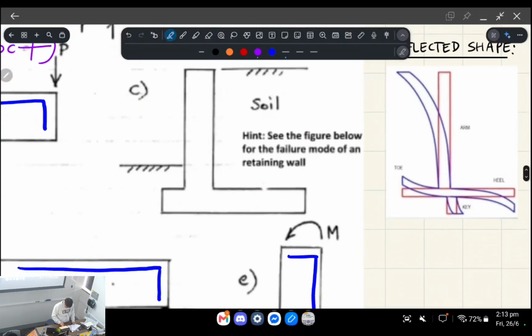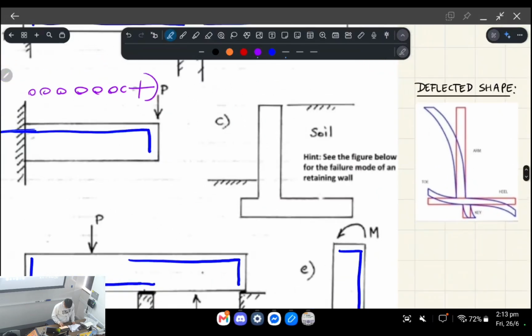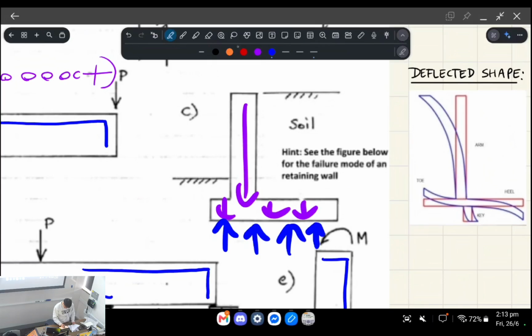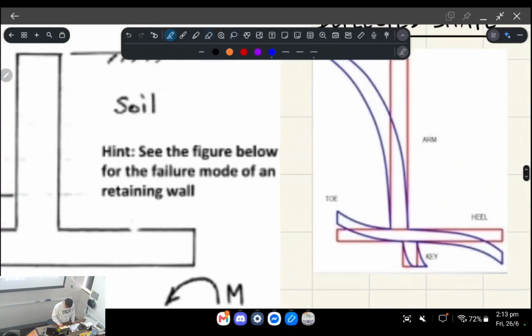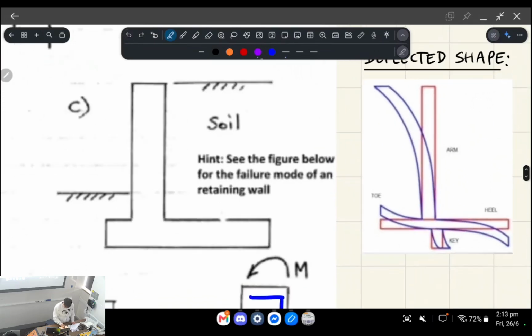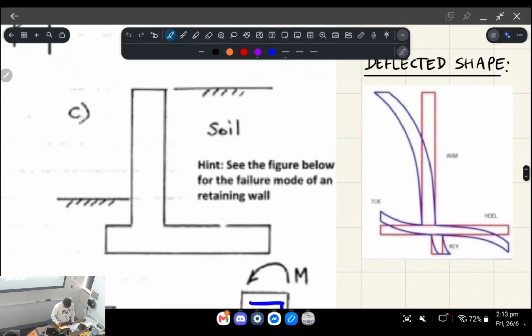But this is also not immediately obvious: the base of your retaining wall also behaves like a footing. All of the weight of this retaining wall is going to push onto the soil, and that pressure is going to push back up. You'll end up with a relatively difficult deformed shape to comprehend, but just trust me, this is right. And then everything's essentially cantilevering off this point.